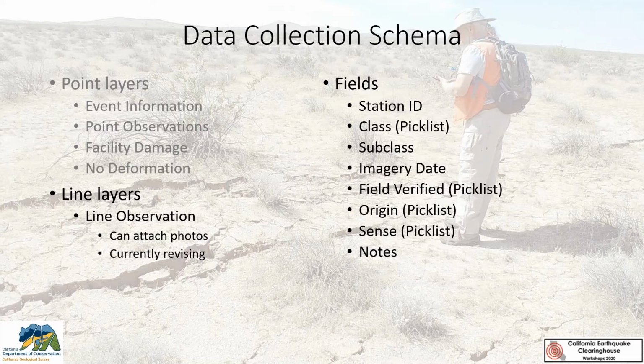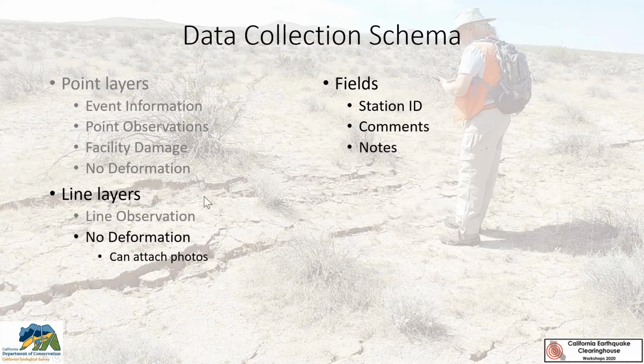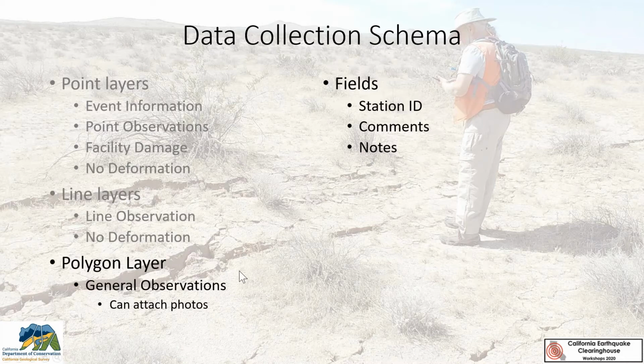You can pause the streaming to take an observation, a point observation, and then you could start streaming it again as you walk. And this has been very useful as well. And so we also created a no deformation line layer again. So as the field team is walking, they can be streaming this and just saying that there's nothing here. I've been here. You don't have to worry about going back to this location.